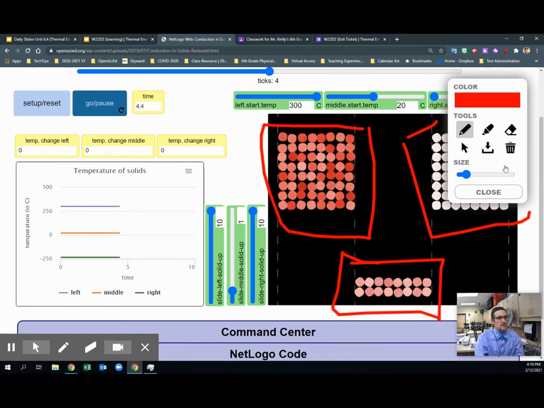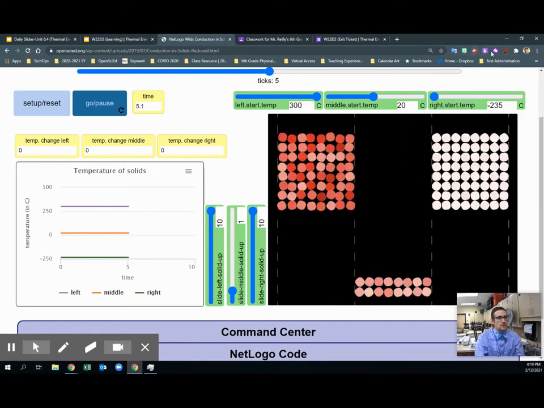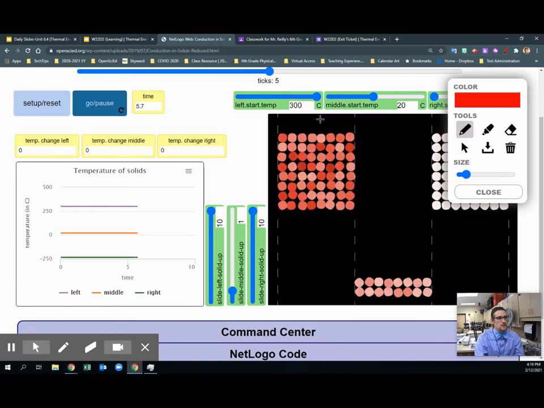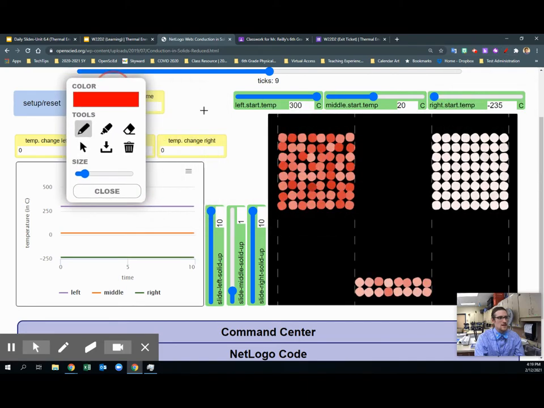We know that one of them is very hot. We know that one of them is very cold. This one being hot, this one being cold, and we could probably infer that this one's maybe somewhere in the middle. Though I guess technically, if we wanted, we could look at this specific information and see just how hot. 300 degrees Celsius, very hot. Minus 235, very, very, very, very cold.